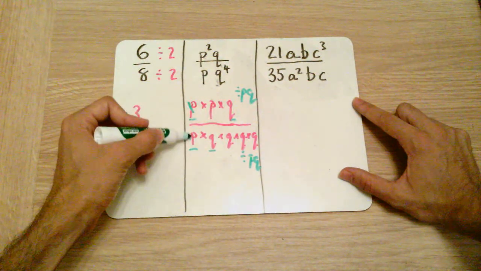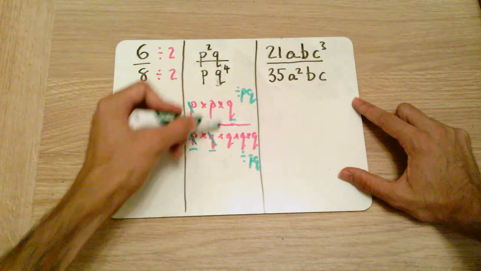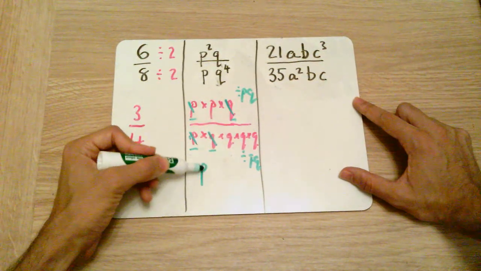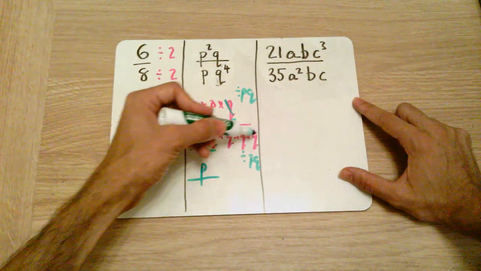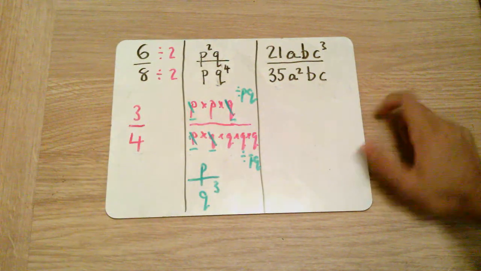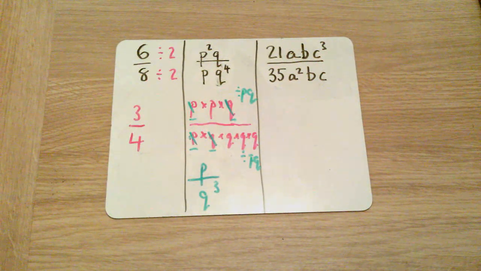If we cancel out the P with the P and the Q with the Q, on the top we're left just with the P, and on the bottom we're left with Q times Q times Q, which is Q cubed. So P divided by Q cubed. We can't cancel that down anymore. So we bring it to the last column on the right hand side.